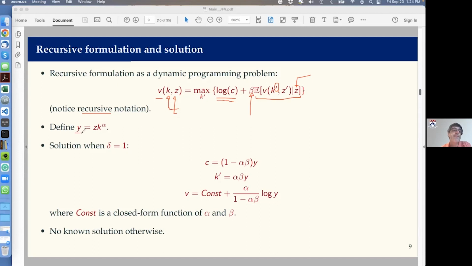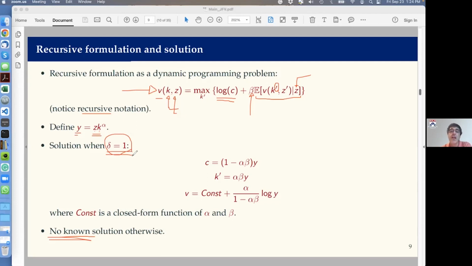I'm going to define final output as just what I produce. Remember, technology times capital to the power of alpha. Now, solving this value function does not have a known solution, except in a very peculiar case, when delta is equal to 1, when the depreciation is equal to 1. Now, this is not very realistic because this is a lot of depreciation. Basically, it means you use your capital once and it completely disappears.